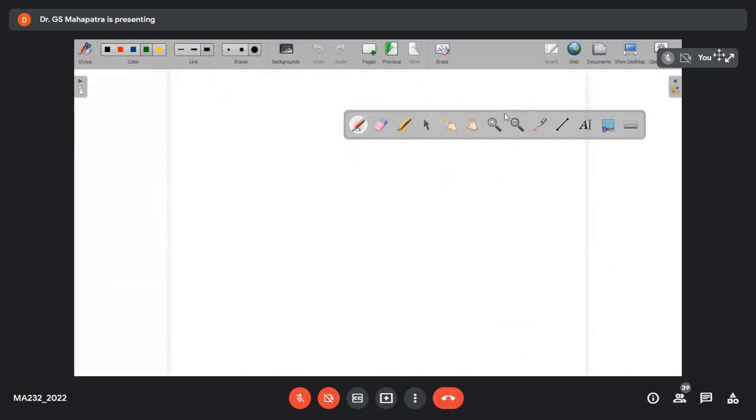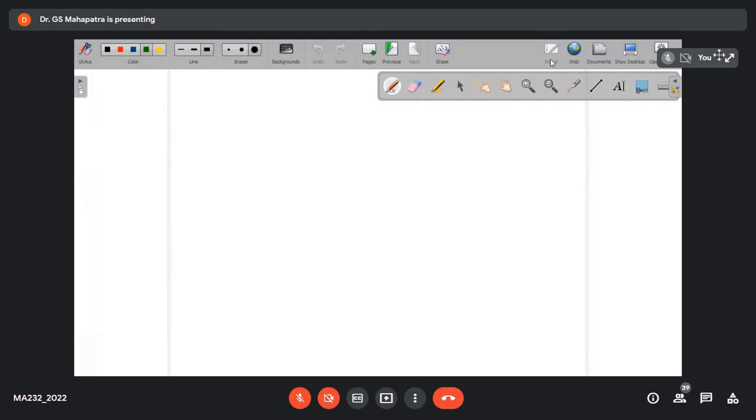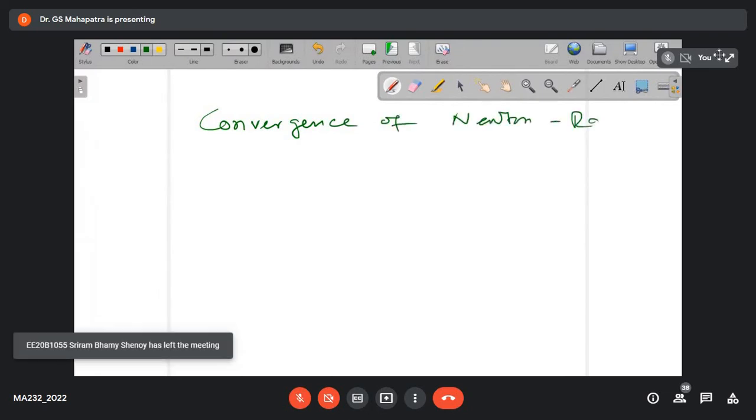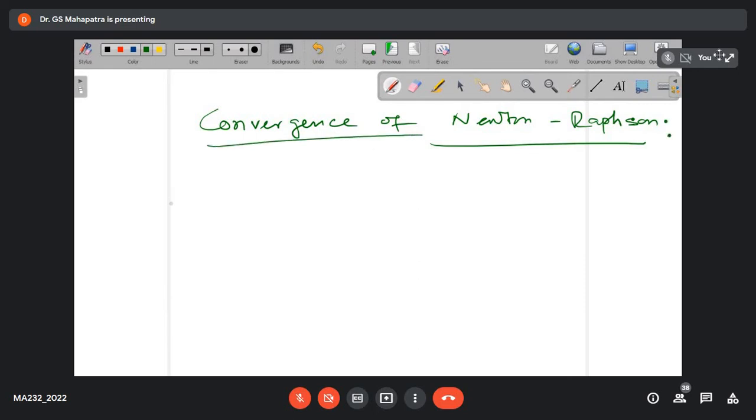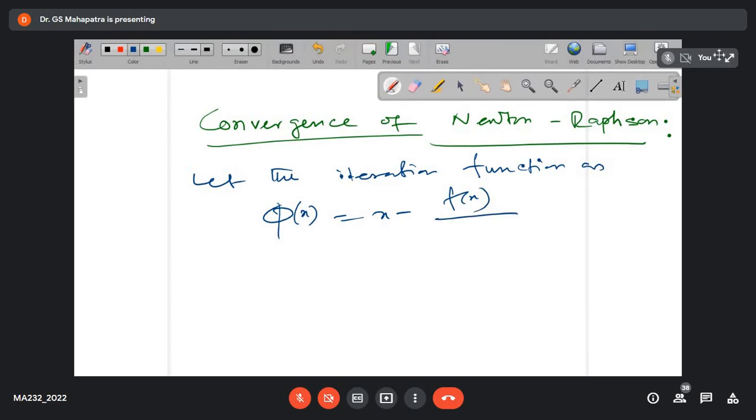Same concept: what will be the convergence criteria for the Newton-Raphson method? What is the convergence of Newton-Raphson? What is the mathematical form? It is also an iterative method, correct? The iteration formula or iteration function has a function as phi of x equals x minus f of x divided by f dash x.